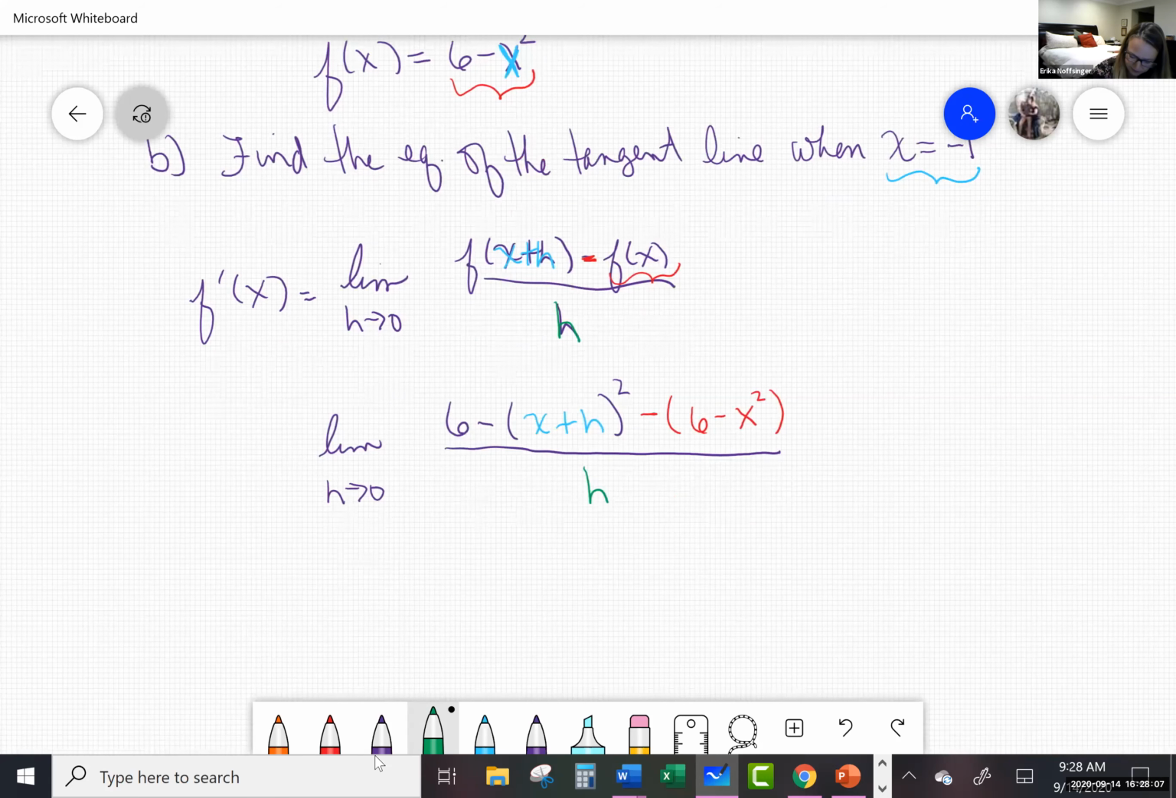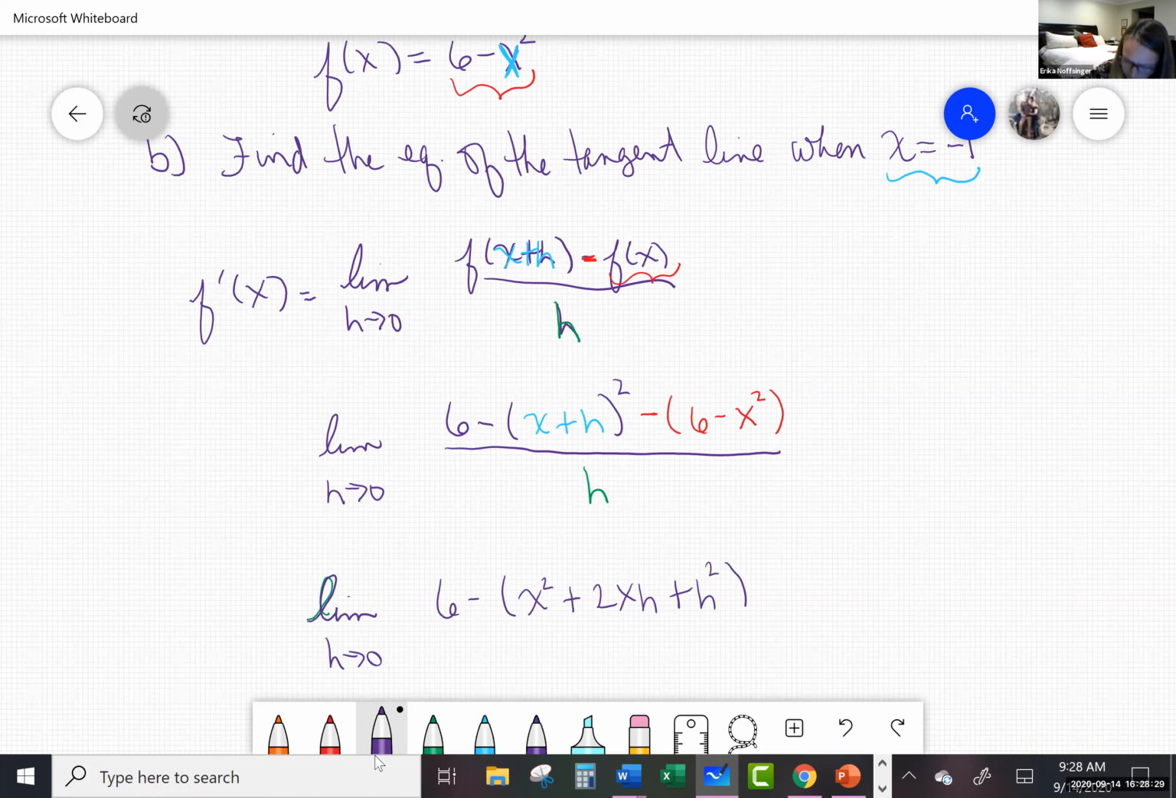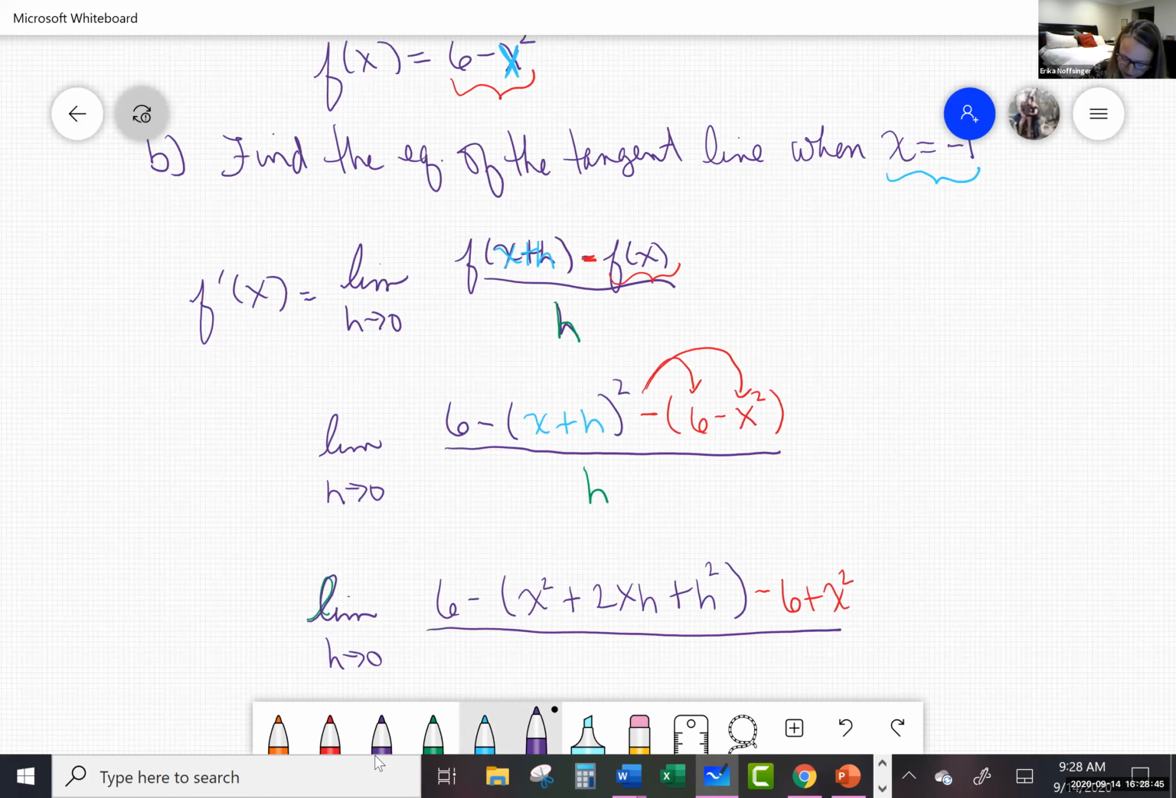So clean it up. So we got the limit as h goes to 0 of 6 minus, I need to FOIL out x plus h times x plus h. If you do that, you get x squared plus 2xh plus h squared. And then we need to distribute our negative inside this parentheses over here. So this would give me minus 6 plus x squared all over h.